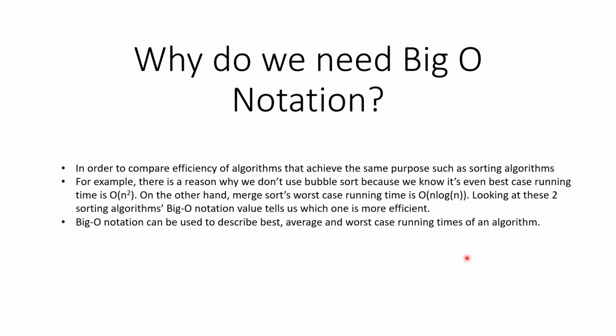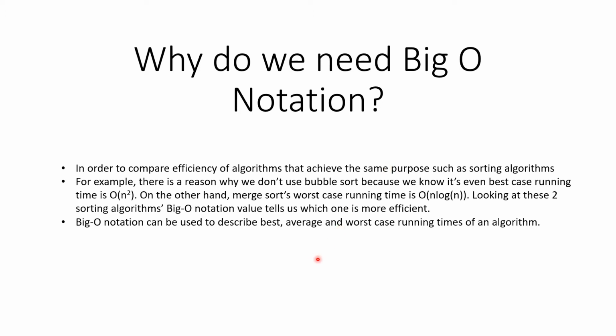In order to compare the efficiency of algorithms that achieve the same purpose, such as sorting algorithms like bubble sort, merge sort, and bucket sort, in order to be able to compare these algorithms' runtime and decide at what time we need to use which algorithm, we need some kind of metric to label the runtime of these algorithms to say one algorithm is better than the other.